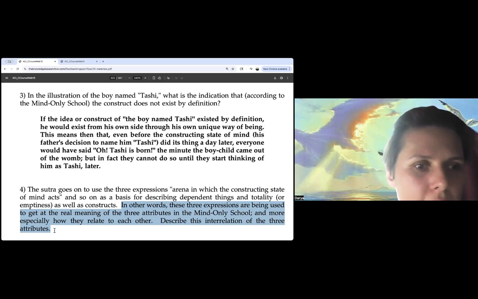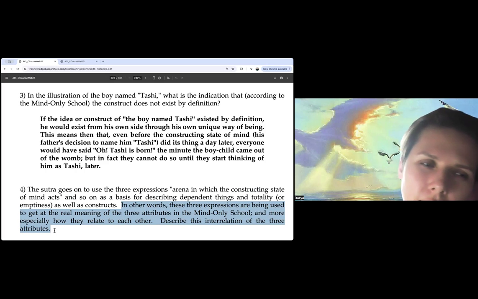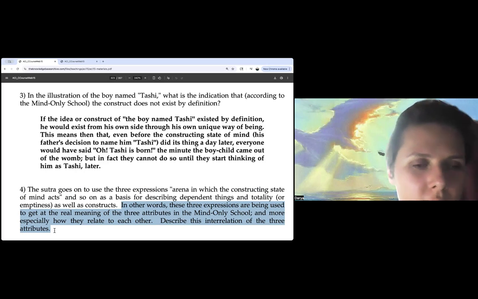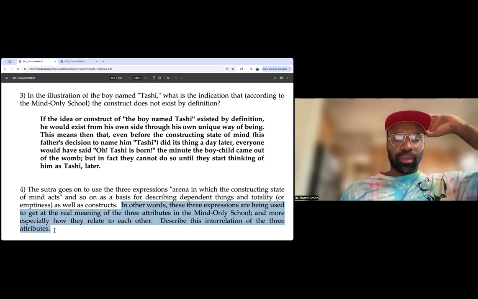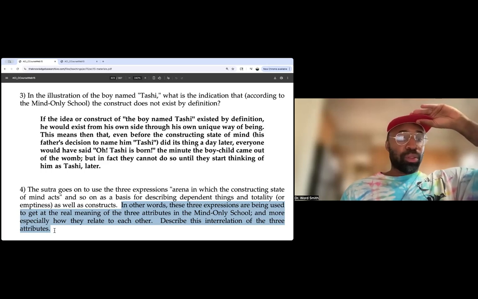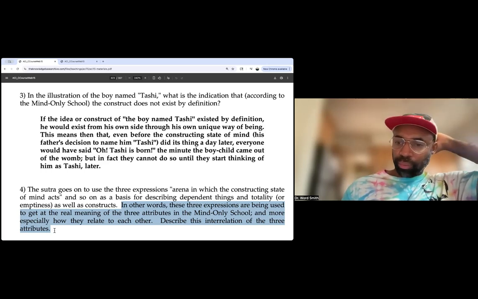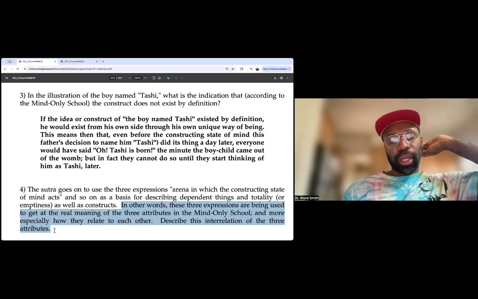Describe this interrelation of the three attributes. So yeah, we're talking about the interrelation of the three attributes, Kuntak, Shenwang, and Yungdrup.